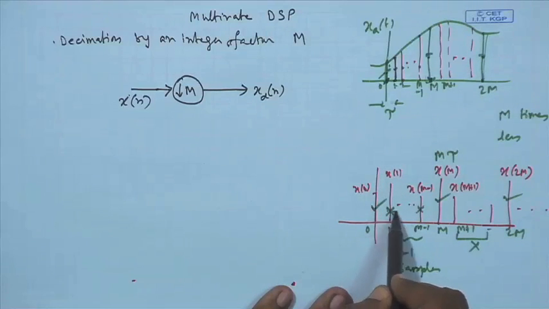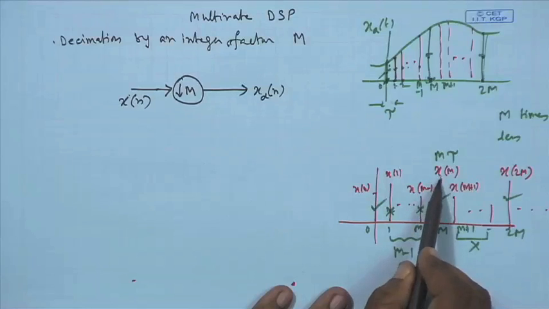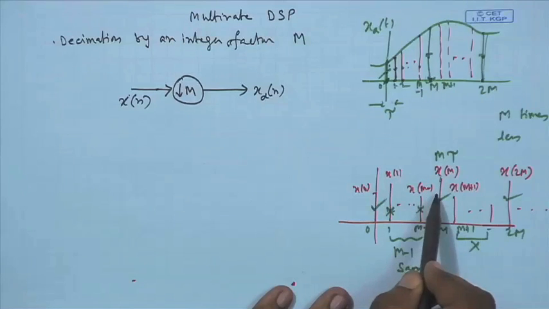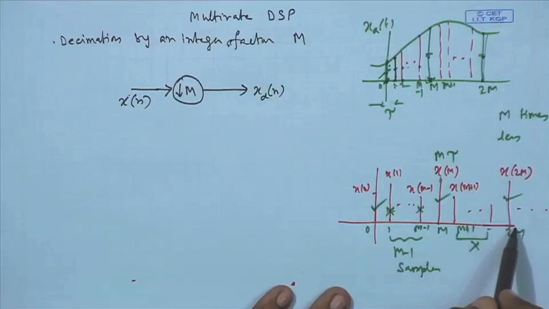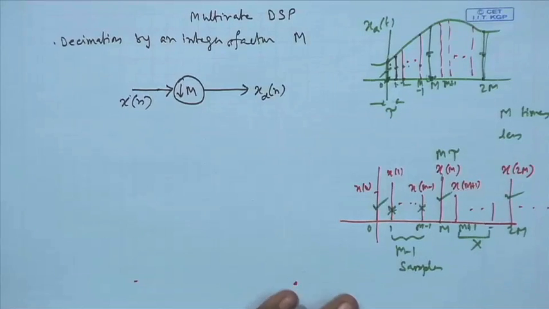x0 you keep, m minus 1 samples you throw away, then this mth you retain. So, this will be your first sample now, then again the next m minus 1 samples you throw away, x2m you retain, that will be your second sample now, and so on. And this will be called a decimated sequence.